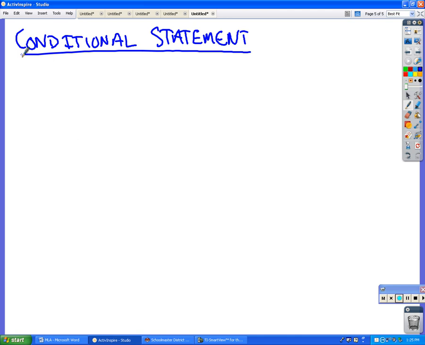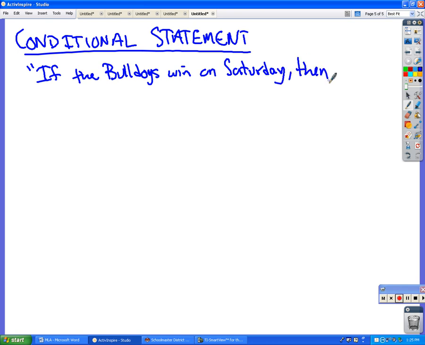And so we're going to write our own conditional statement, which is: if the Bulldogs win on Saturday, then what will be the case? Then they will be district champs. Well, we're already district champs. I'm talking fast pitch. Oh, okay. Okay? So that is a conditional statement. If the Bulldogs win on Saturday, then they will be district champs.